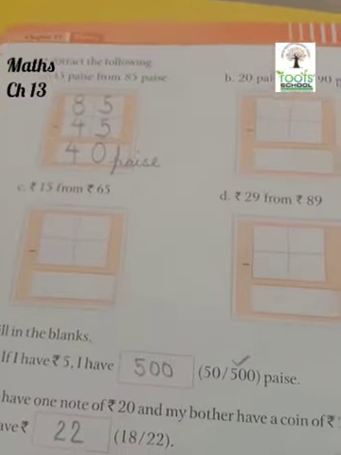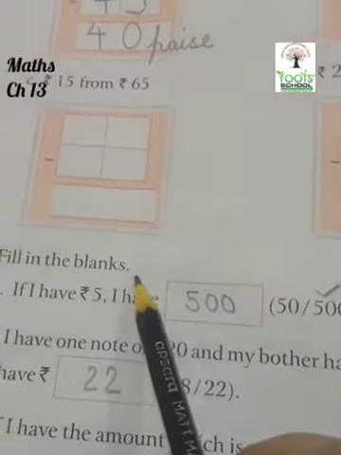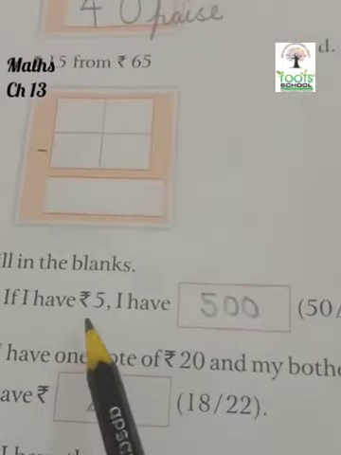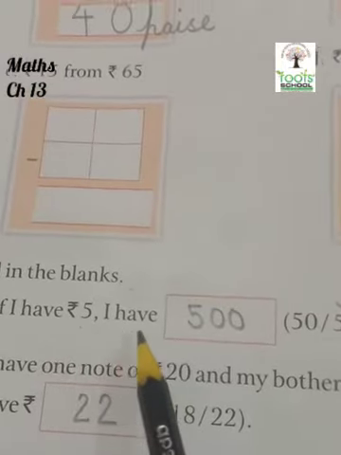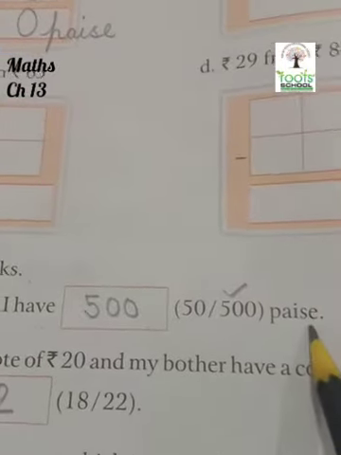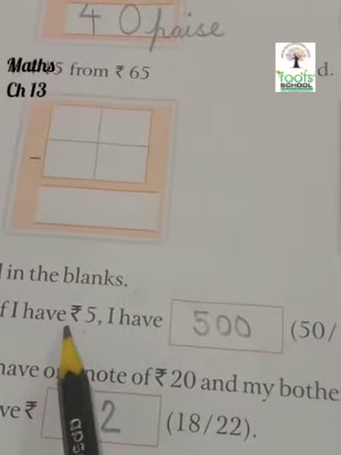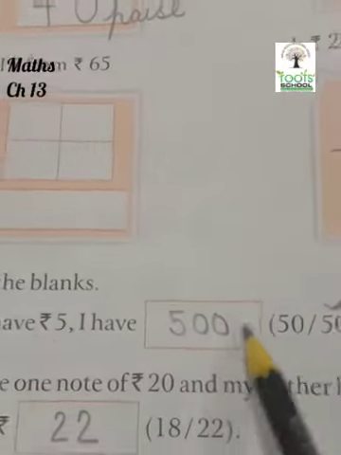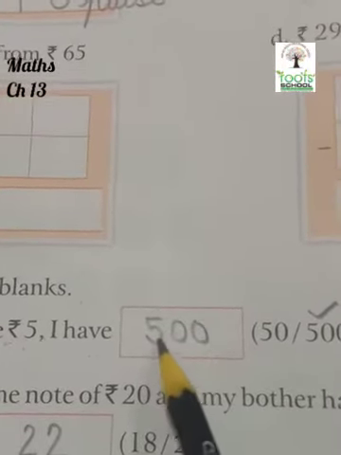Question number 3, same as I have explained you of discovering book. Now come to question number 6, fill in the blanks. If I have rupee 5, I have dash paise. So here you have to convert rupee 5 into paise. So what is the answer? 500.